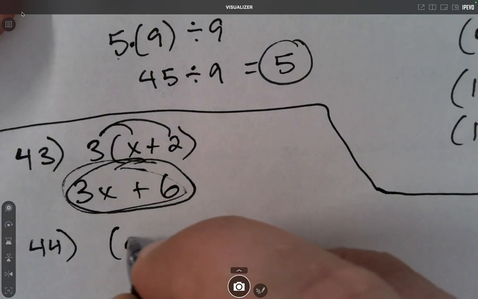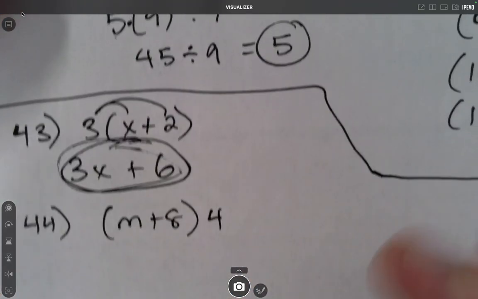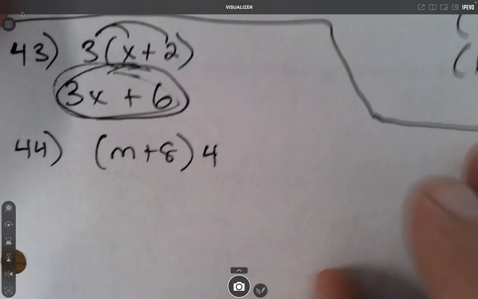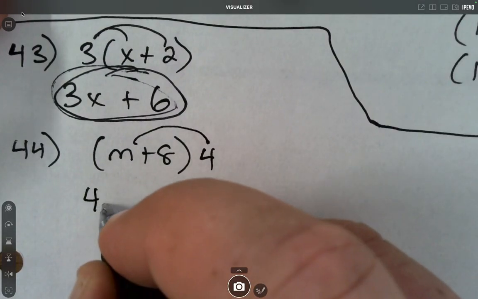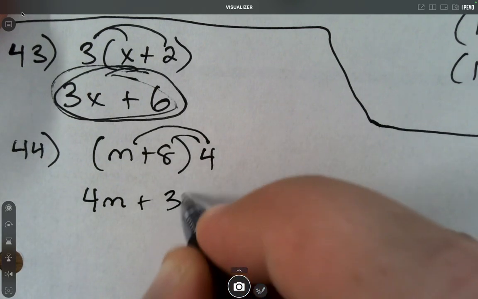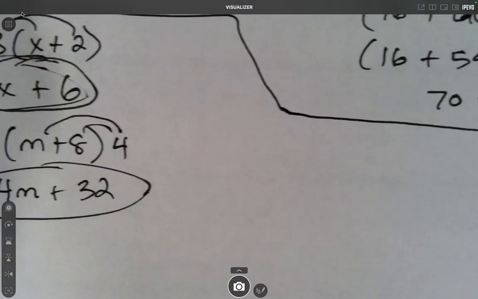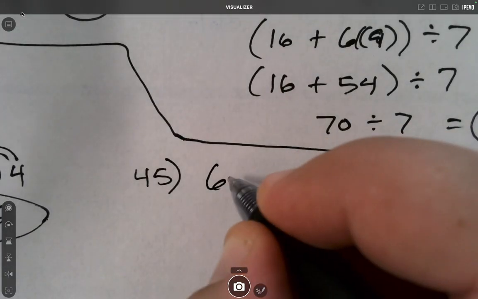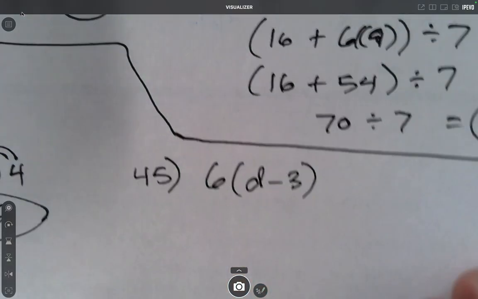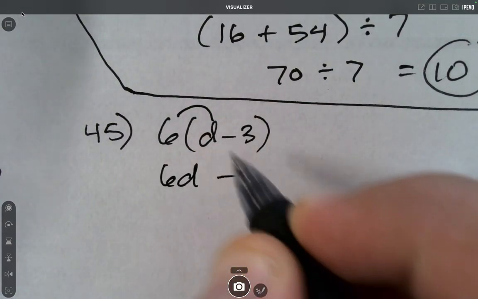44, we have m plus 8 times 4. And like I said, we don't treat it any differently whether the number's before the parentheses or after. So I just say 4 times m is 4m. 4 times 8 is 32. (45) 6 times d minus 3. 6 times d, and 6 times 3.